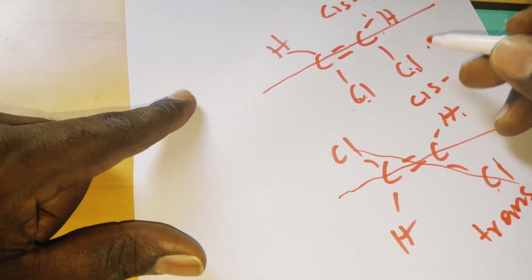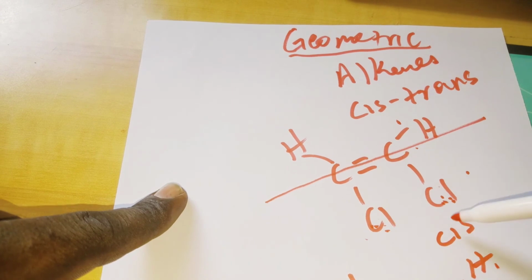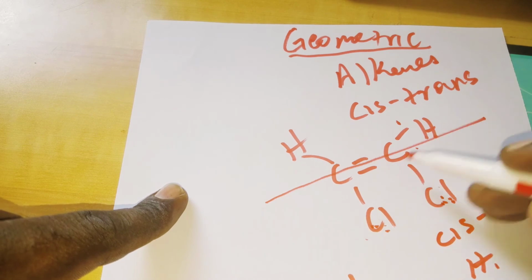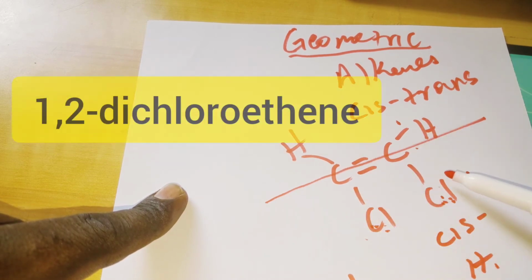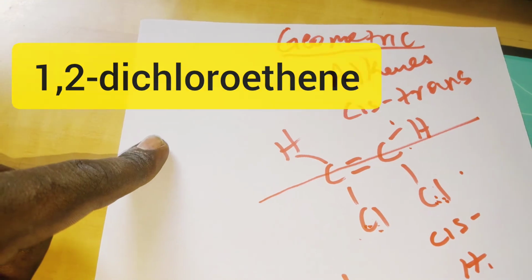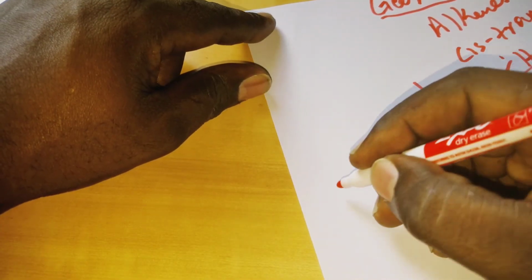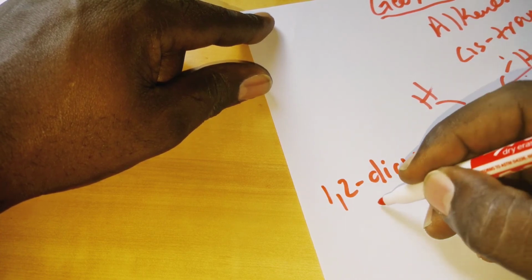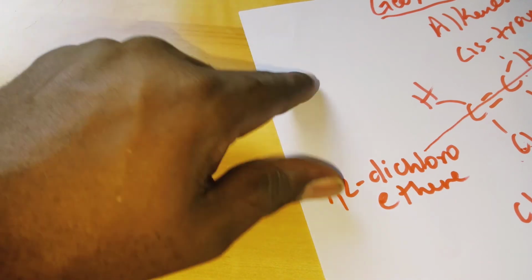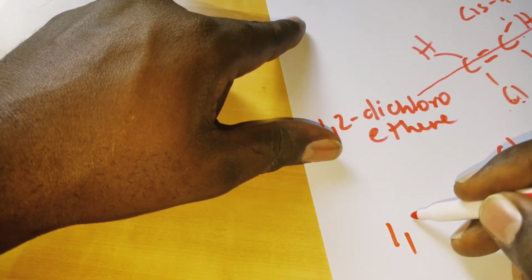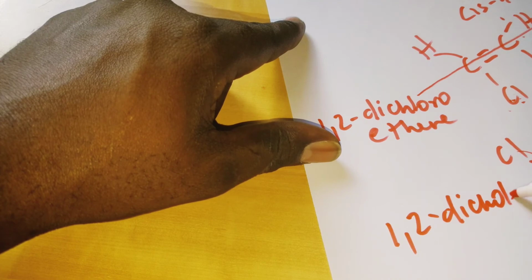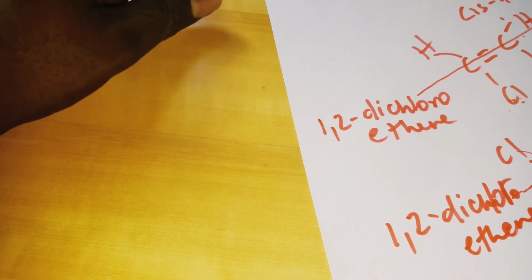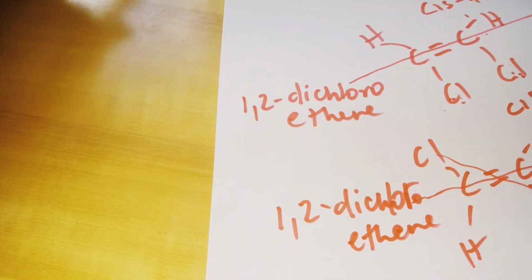In this first example, where they are cis to each other, let's go back up there now. These two chlorines are cis to each other. We can now name the species. This is actually 1,2-dichloroethene. I'm going to write the name over here: 1,2-dichloroethene. This is also 1,2-dichloroethene. Both of them are 1,2-dichloroethene, but here's the situation.